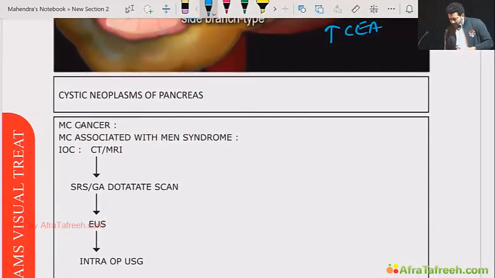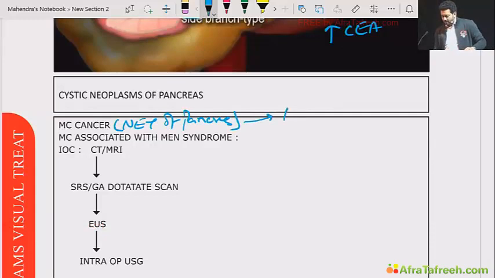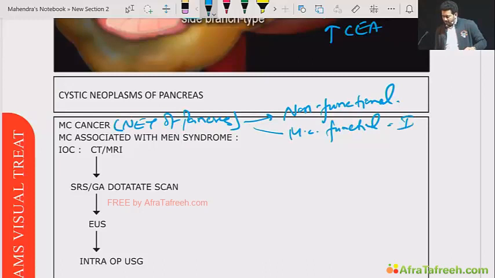Neuroendocrine tumor of pancreas: the most common is non-functional. And if they ask the most common functional neuroendocrine tumor, it is insulinoma. The most common functional one associated with MEN syndrome is gastrinoma.